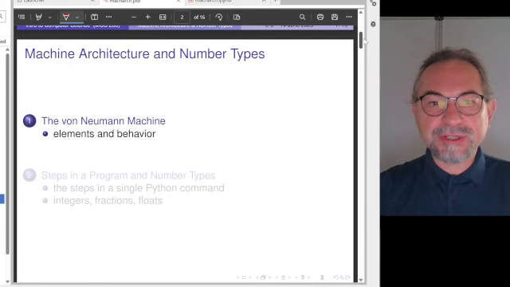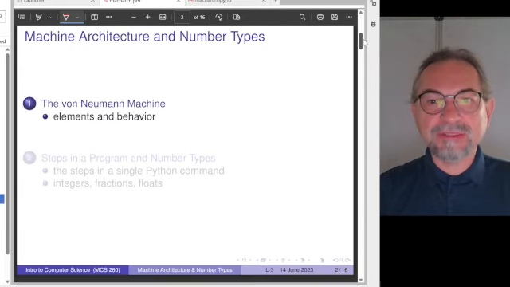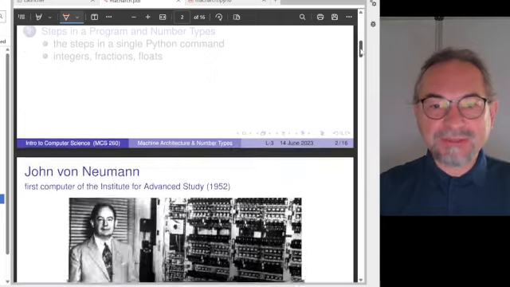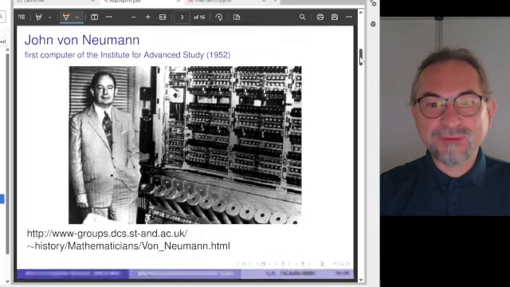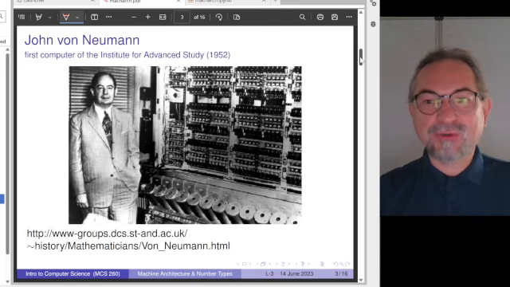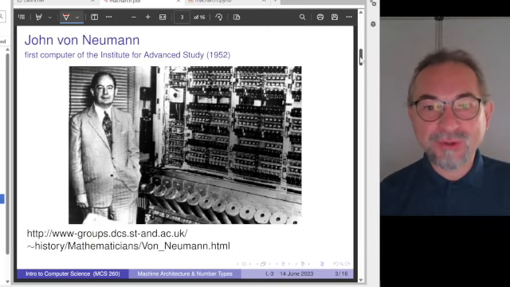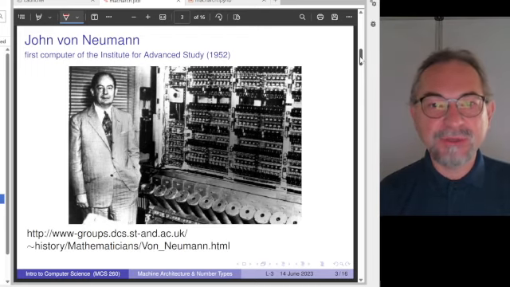What are computers? So let's talk about the von Neumann machine, which is in some sense an abstract concept, but also could be referred to an actual machine. So this is a historical picture. The date is 1952. That's the year in which the first computer at the Institute for Advanced Study was operational. I got this picture from a historical website on mathematicians.